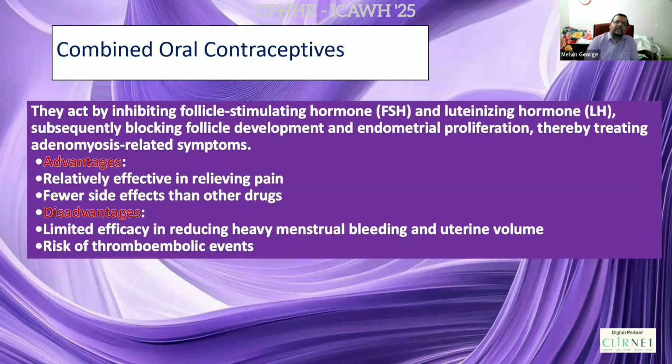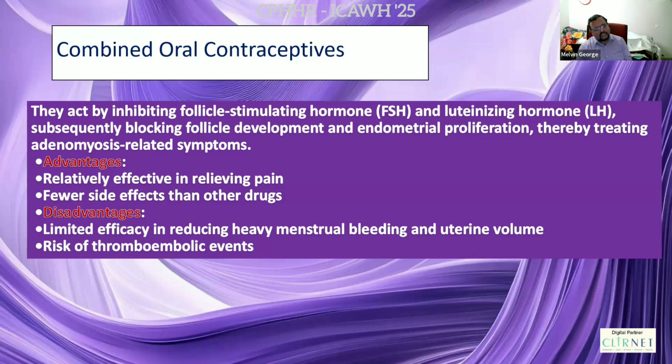Then we have the combined oral contraceptive pills, which are obviously used for contraception. These drugs are also found to be useful in adenomyosis. A patient who's on OCPs will obviously be helped in alleviating even the adenomyotic symptoms. Basically, these drugs inhibit FSH and LH, and they block the follicle development and endometrial proliferation. So the adenomyosis symptoms are obviously relieved.